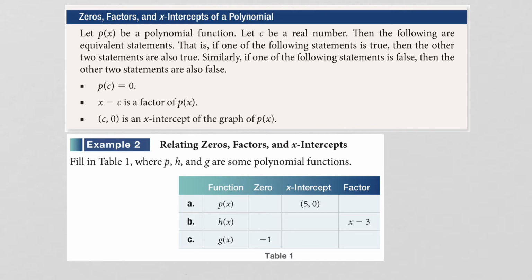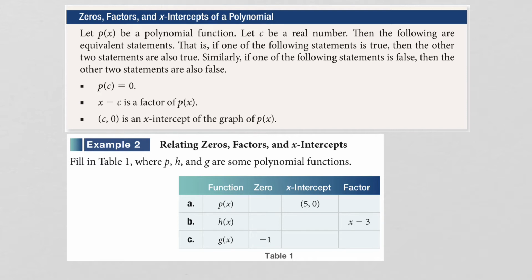So now we summarize all that information with the following. Let p of x be a polynomial function. Let c be a real number. Then the following statements are equivalent. That is, if one of these statements is true, then the other two statements are also true. Also, if one of the statements is false, then the other statements are false.